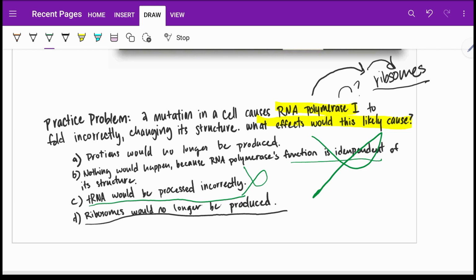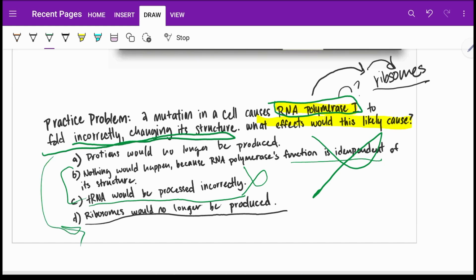That one comes down to whether you know that RNA polymerase 2 codes for the genes that create proteins. But at this point, you've got a 50-50 shot, so that's a good way of eliminating. Basically, what you need to know is there's usually one crucial piece of knowledge. There's also another piece of knowledge: it folds incorrectly, changing its structure. That probably means it's not going to work, which means that ribosomes would no longer be produced because they don't have that essential piece of rRNA that is part of the ribosome.